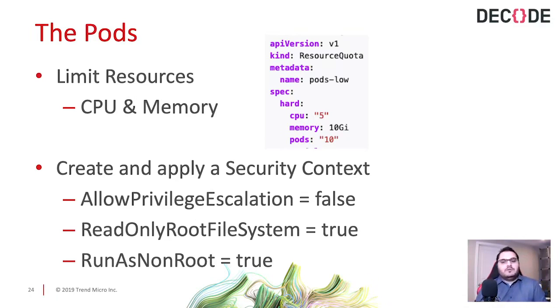Read-only root file system. So you should set that to true, because you don't want the root file system of your containers to be writable, right? So if someone can write there and then they can modify it, and that's an issue. And runs as non-root. So I set that to true because you don't want your pods or containers running as the root user, right? Because if someone compromises that, basically it's easier for them to break out of the container.